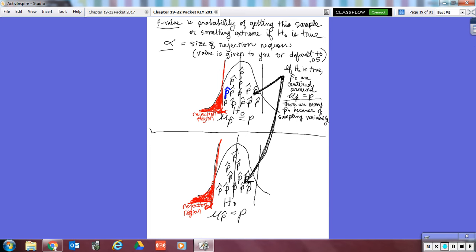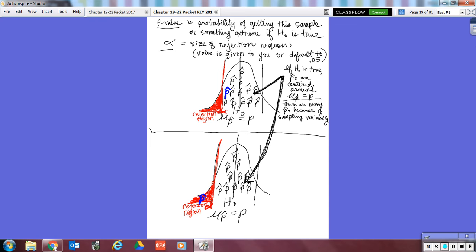I'm going to have on the bottom curve, I'm going to put my p-hat in the rejection region. Okay, so I got a sample that is down here on the bottom. I got a sample that is in the rejection region. So now we're about to put in the p-value. So let's sing our song, or talk about what we know it is.